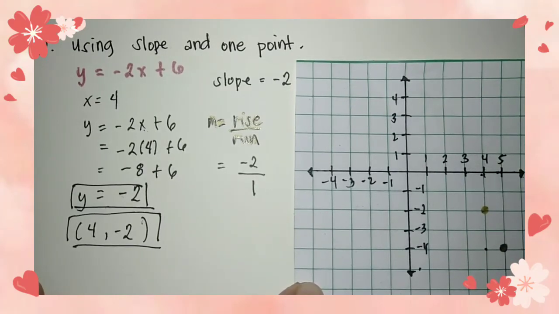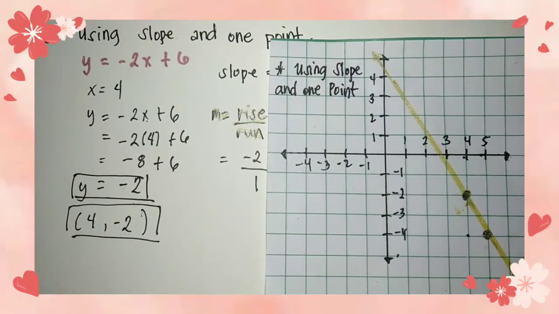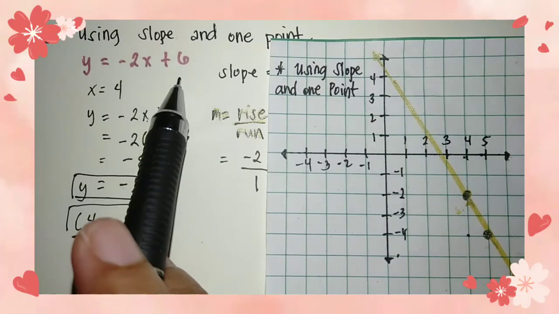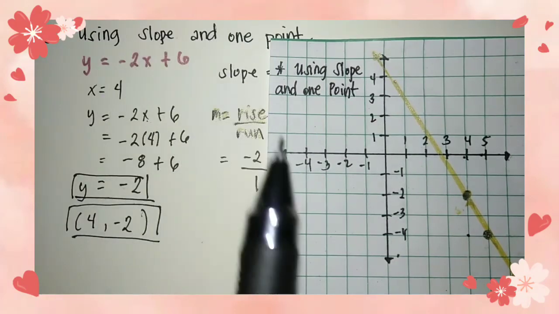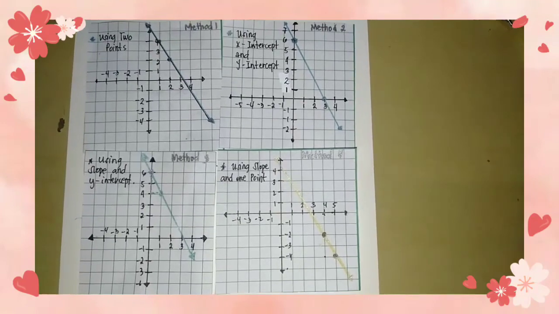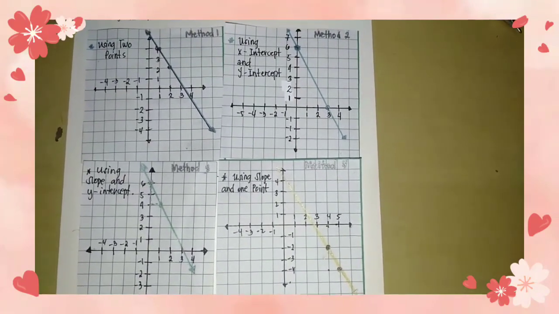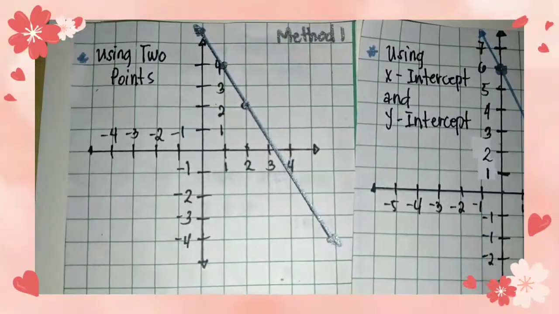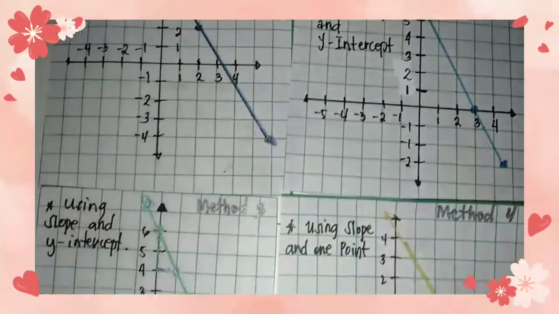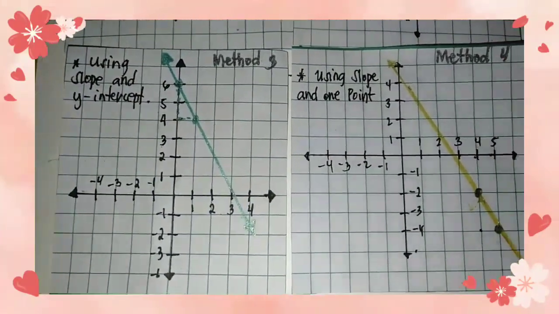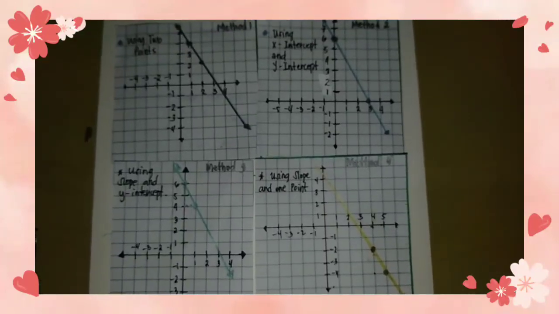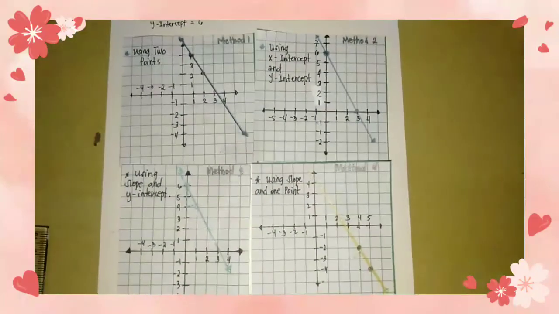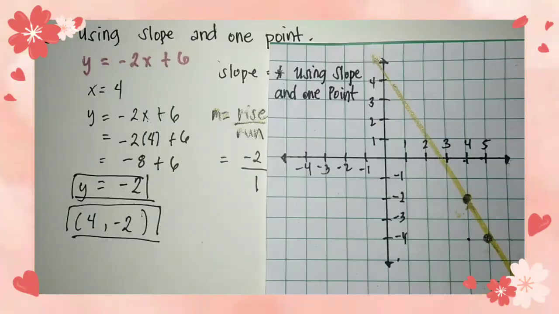And then, right after that, pwede na natin siyang i-connect, enable for us to draw a line. And there we have it. Ito na yung graph of a linear equation y is equal to negative 2x plus 6, okay? Using slope and 1 point. As you can see, pare-parehas lang sila ng graph, okay? Since pare-parehas lang naman kasi tayo ng ginamit na equation from the first method to the fourth method. Pare-parehas yung ating ginamit, which is y is equal to negative 2x plus 6. That's why pare-parehas yung graph natin, okay? And of course, any of those methods, pwede nyo siyang gamitin in graphing a linear equation, okay?